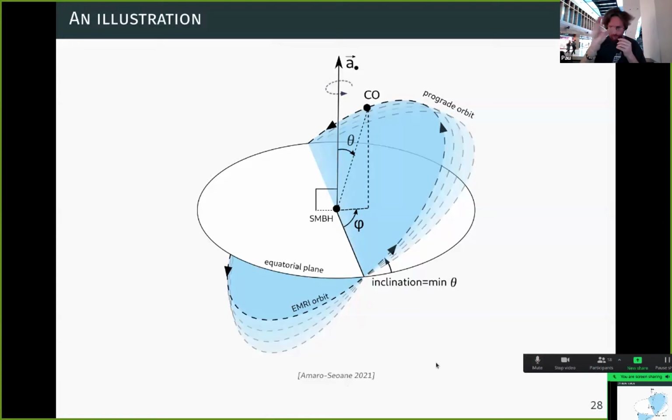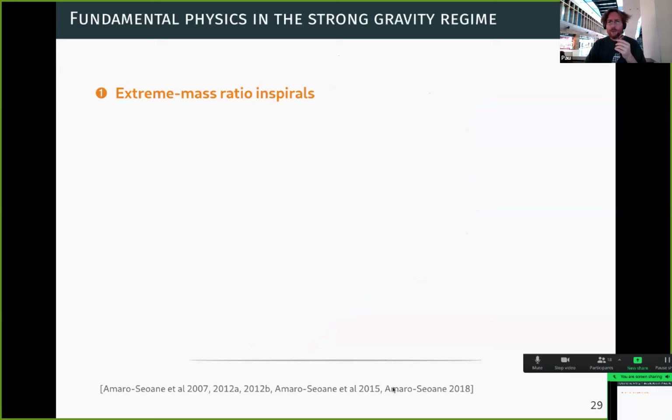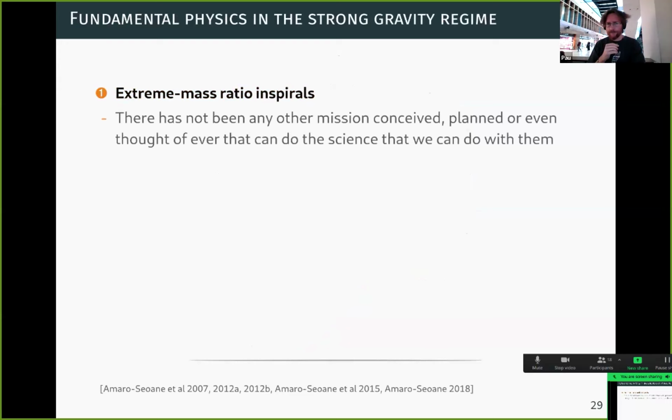I was saying that you have an illustration here. You can check this in this review article of 2021, but it's basically what I said. But anyway, so, extreme mass ratio inspirals. This seems to be a very strong statement, but it's completely true. There has not been any other mission conceived ever in the history of mankind, planned or even thought of, that can do the kind of science that you can do with extreme mass ratio inspirals.